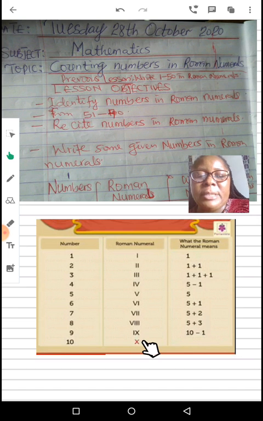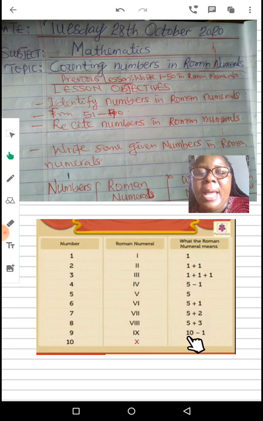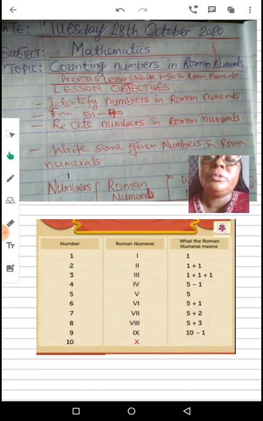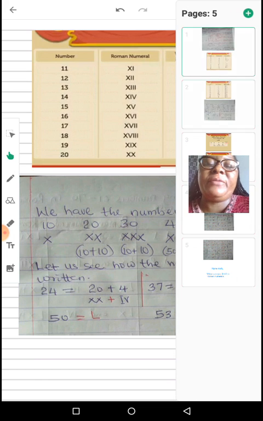And the next one is IX. Here comes again where the smaller number comes before the bigger one. I comes before X, so you take away. X is 10, while I is 1. You say 10, take away 1, you get 9. So 9 is IX, and 10 is X. Do you get me now? So let's look at the next slide, and we'll see what we have there.